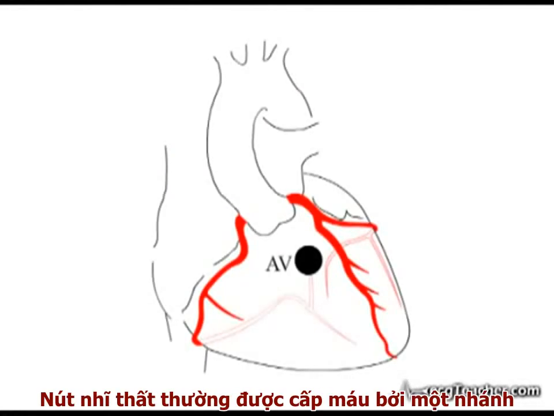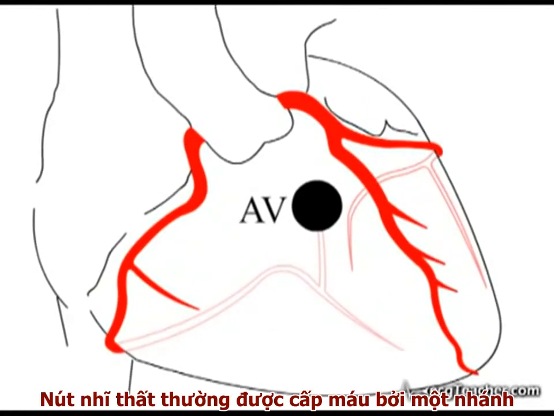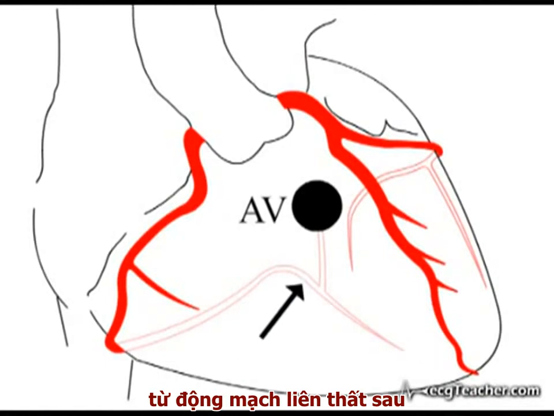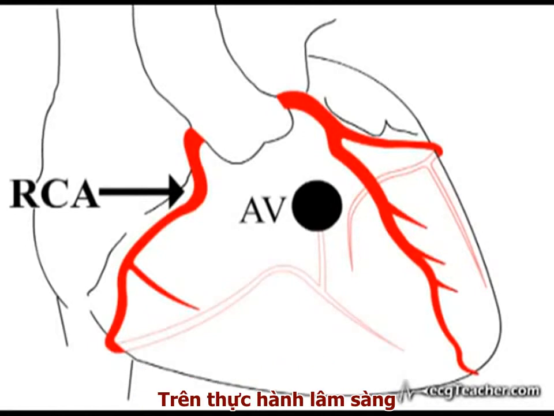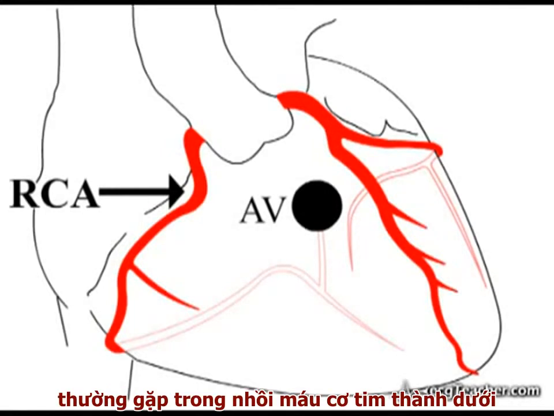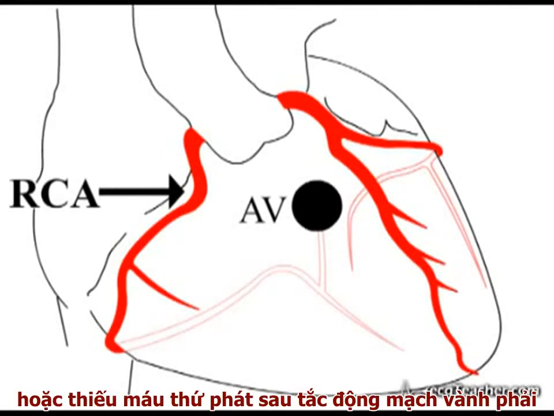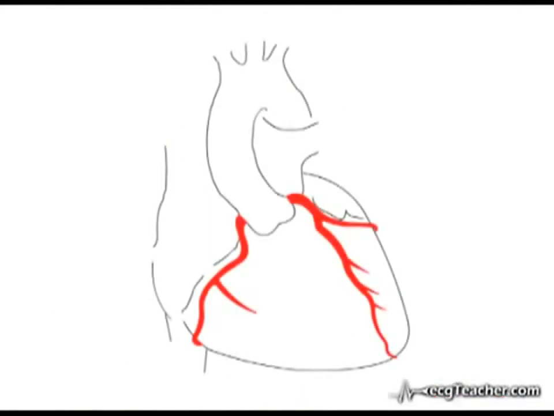As shown here, the AV node is usually supplied by a branch of the posterior descending artery, which is itself a branch of the right coronary artery in 90% of individuals. In clinical practice, AV node damage with first, second or third degree AV block is often a problem in inferior infarction or ischemia secondary to obstruction of the right coronary artery.